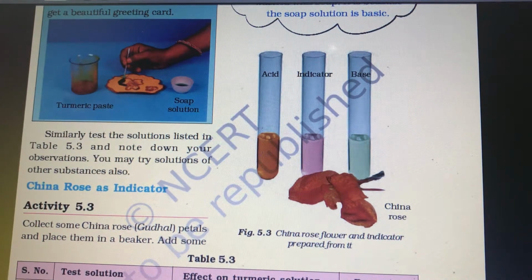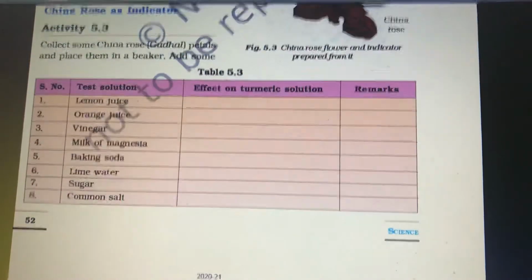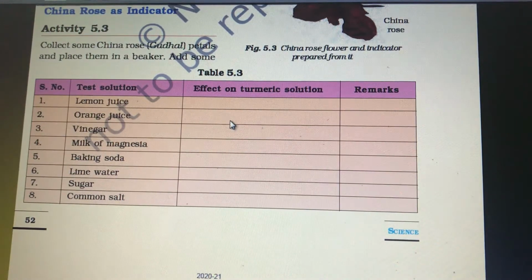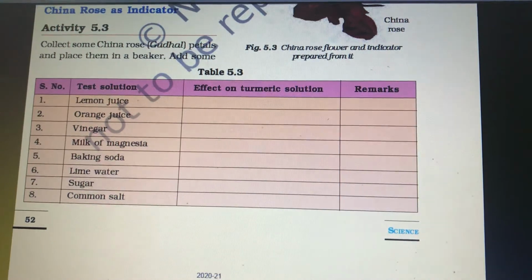When we put it in acid, this orangish color will appear. Magenta can also appear, and if it is a base, it will give a greenish color. So it is also a natural indicator. With lemon juice, orange juice and vinegar, which are acids, we get magenta color with China rose. Milk of magnesia, baking soda, lime water will give greenish color with the China rose, whereas sugar and common salt will give no color with the China rose.